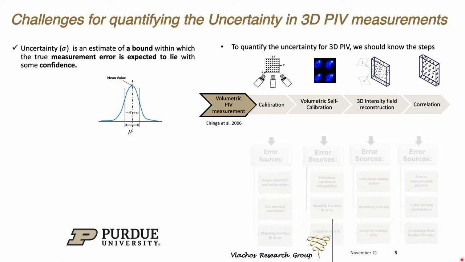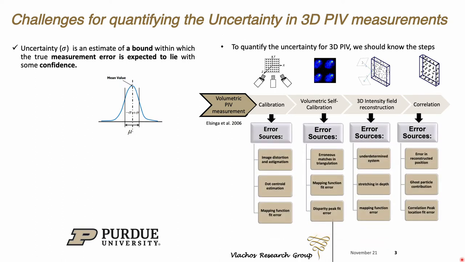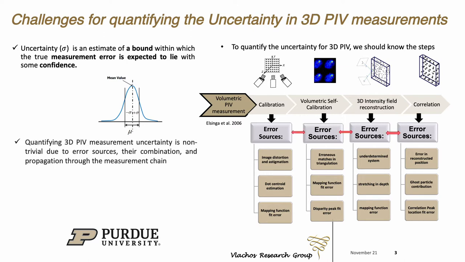As you can see, we have a lot of error sources in each step. All these error sources, their combination and propagation through the measurement chain makes 3D PIV measurement uncertainty a non-trivial task. For example, since equations in mapping function are undetermined, we will have some ghost particles which are randomly added to the frames and can affect correlation. So far, no one has implemented uncertainty quantification for 3D PIV.